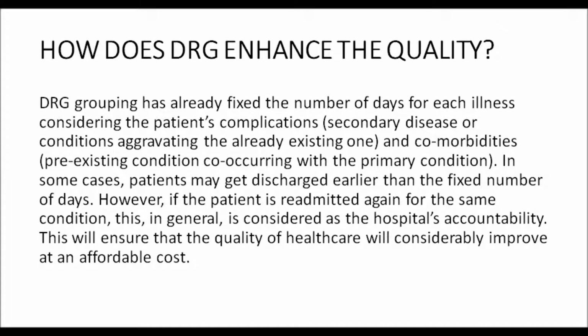How does DRG enhance the quality? DRG grouping has already fixed the number of days for each illness, considering the patient's complications, secondary diseases or conditions aggravating the already existing one, and comorbidities, pre-existing conditions co-occurring with the primary condition. In some cases, patients may get discharged earlier than the fixed number of days. However, if the patient is readmitted again for the same condition, this, in general, is considered as the hospital's accountability. This will ensure that the quality of healthcare will considerably improve at an affordable cost.